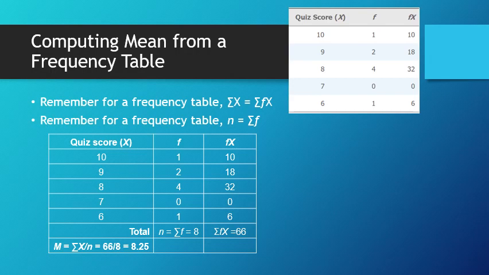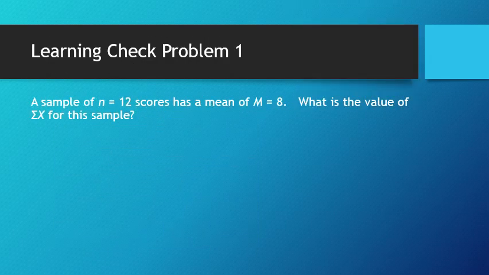In order to find summation of x, you add up the frequency column. You should have gotten summation of f, which is n, equal to 8. And then adding up the fx column, you should have gotten summation of fx equal to 66. To find the mean, it's the same equation we've always used, summation of x divided by n. The summation of x for this frequency table is 66, n is 8, so 66 divided by 8 would give you 8.25 for the mean of this frequency table.